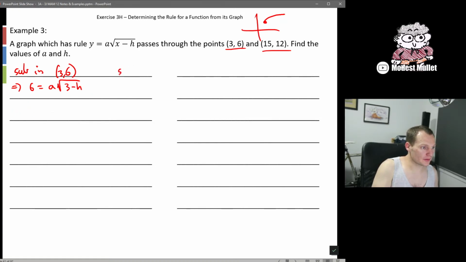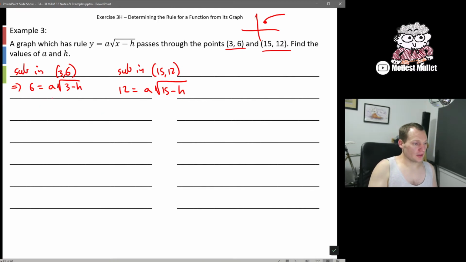and I'm going to sub in 10, 12. 12 is equal to a square root 15 minus h. Okay, now we have to deal with these using simultaneous equations.